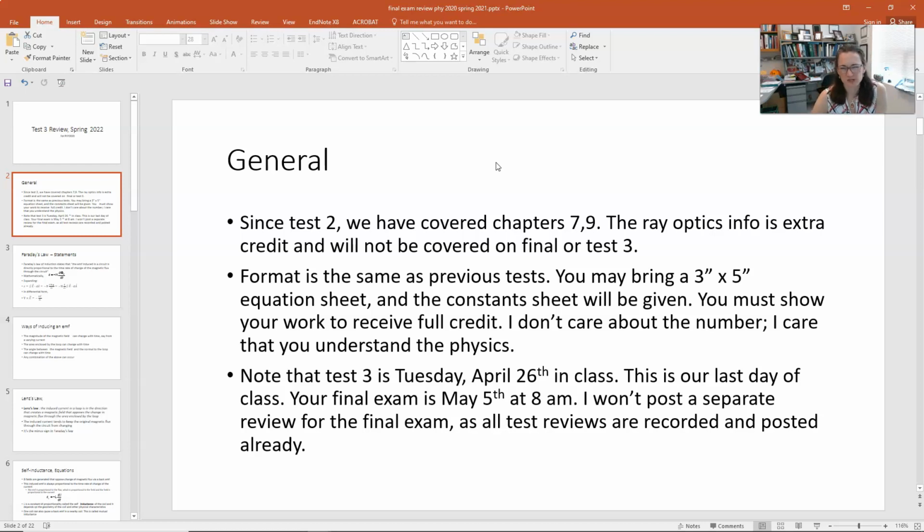Remember that I don't really care what the number answer is so much for numerical based questions or whatever. I just want to make sure that you understand the physics. And so to that end, really show your work for full credit because that's what I care about.